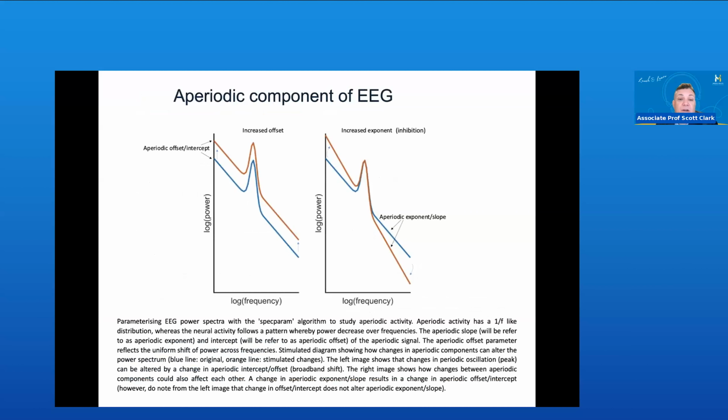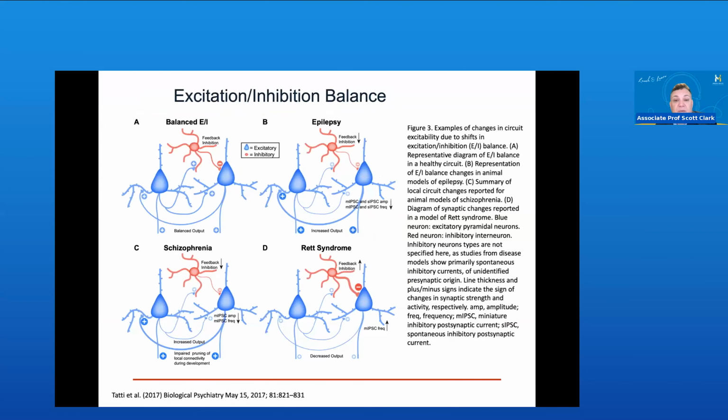The aperiodic component is somewhat complex to understand, and it can shift to understand more about the meaning of this underlying aperiodic component. It's thought to represent the fundamental balance between excitation and inhibition in neural circuits.